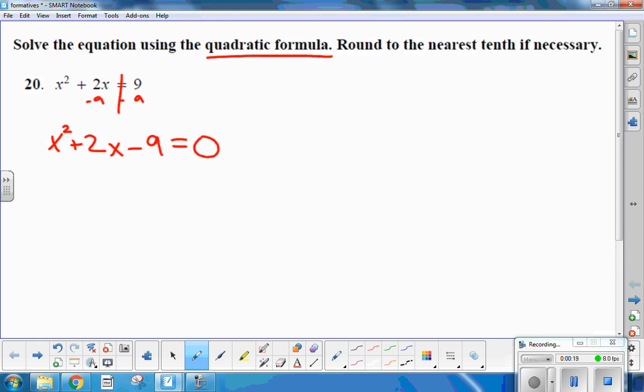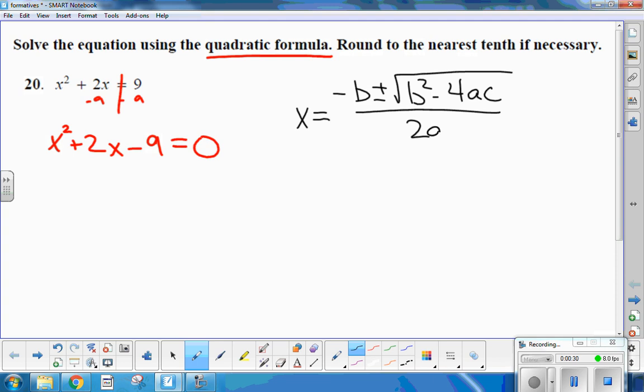And now I get it equals 0. So now I'm ready to use my formula. My formula is x equals the opposite of b, plus or minus the square root of b squared minus 4ac, all over 2 times a.